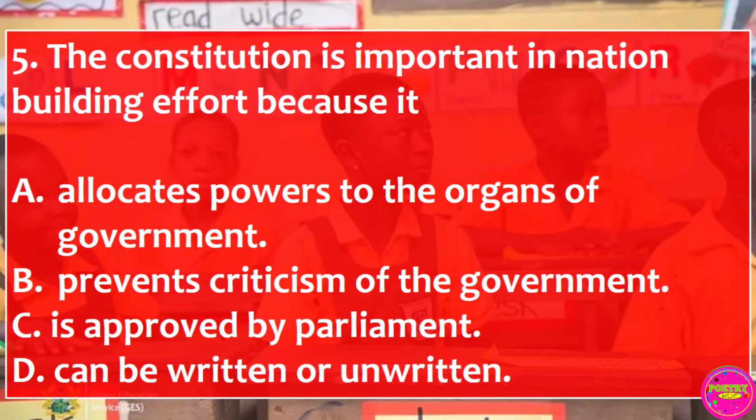Question 5. The Constitution is important in nation-building effort because it A. Allocates powers to the organs of government, B. Prevents criticism of the government, C. Is approved by Parliament, D. Can be written or unwritten. The correct answer to this question is A. Allocates powers to the organs of government.